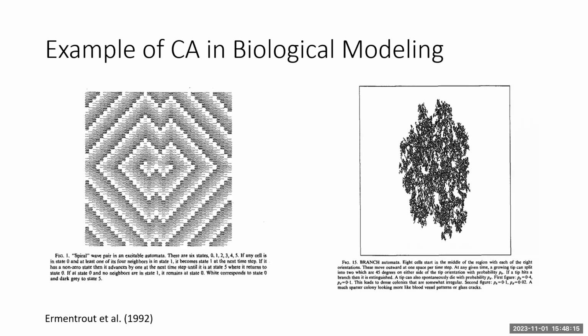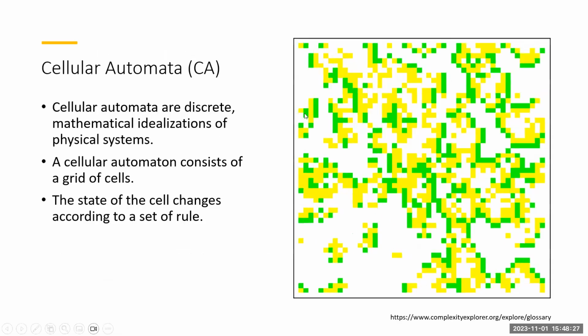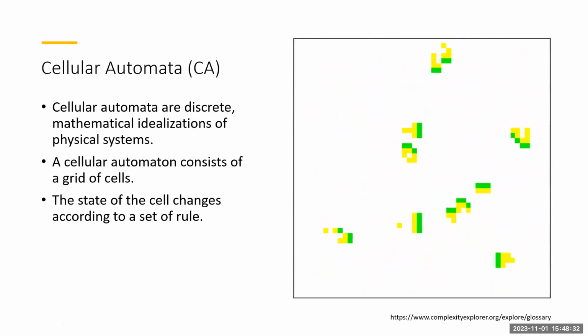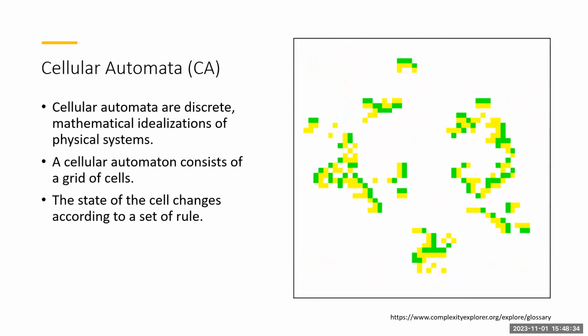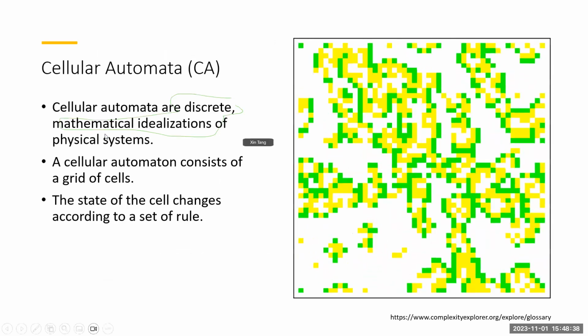Can you do that? Probably not now. I don't understand what is CA. Go back to another previous slide. Okay, you are talking about, you wanted to convince us. Yeah, this one. Okay, discrete mathematical idealization of physical system. What kind of physical system?